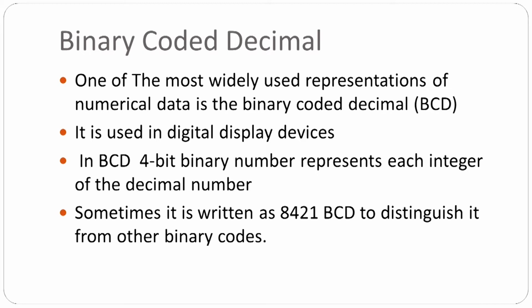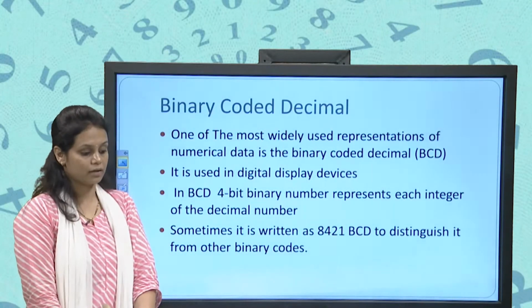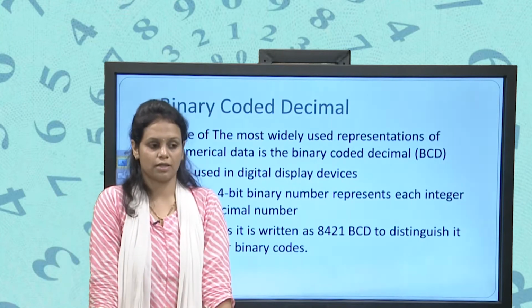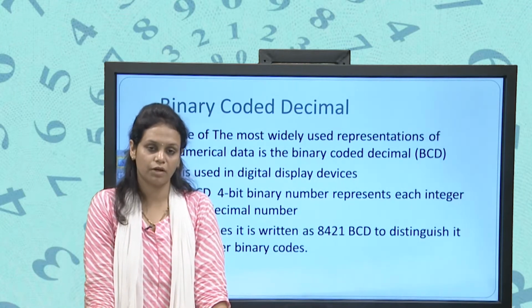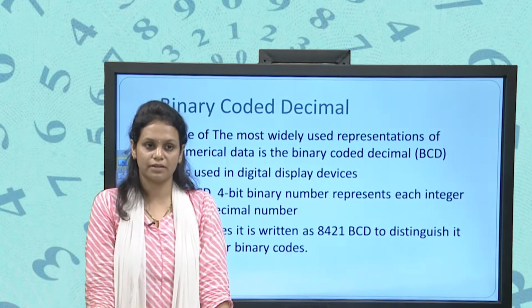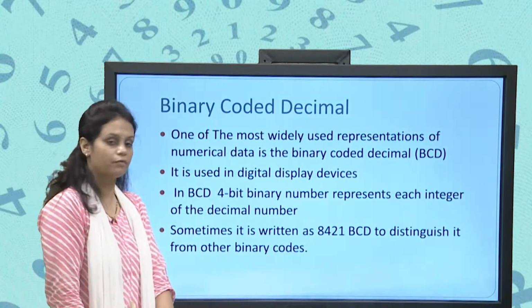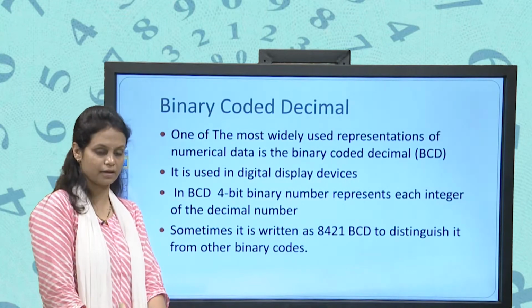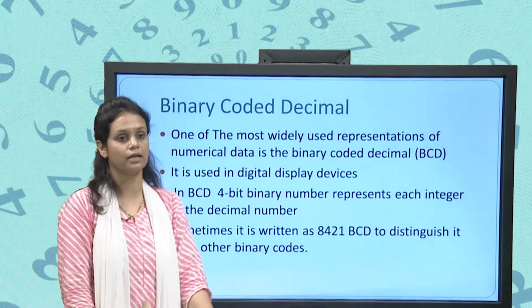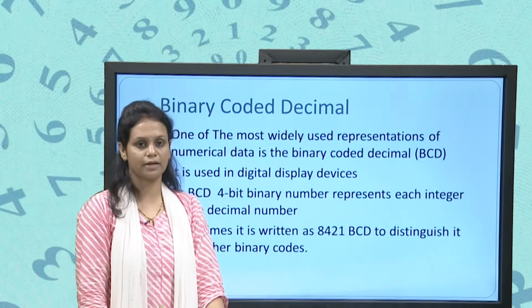Now BCD also uses a 4-bit binary number. Fine. For each representation of a digit we will use a 4-bit binary number. We will see some examples of the binary coded decimal, or how to display the normal digit in binary coded decimal. Fine. So we will get more idea about it, right.